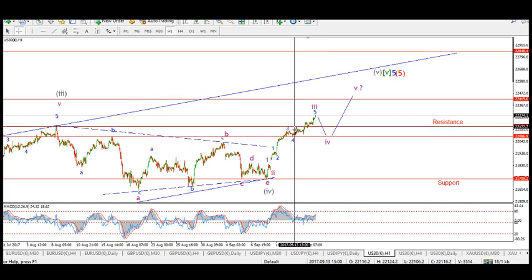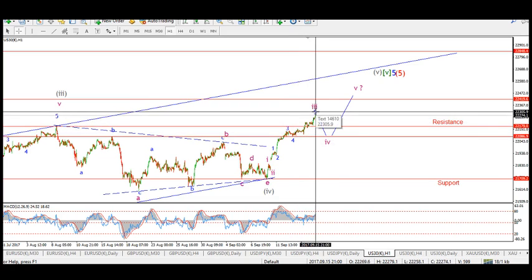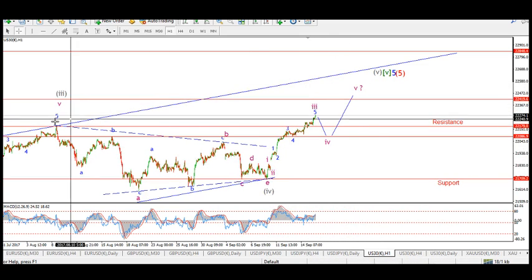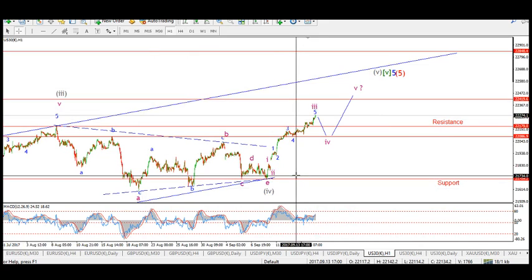You can see here, even in this wave 5 blue, it extended higher as 1, 2, 3, 4, 5. So we've had extension after extension, even in the larger pattern. So bullishness is carrying this market higher.